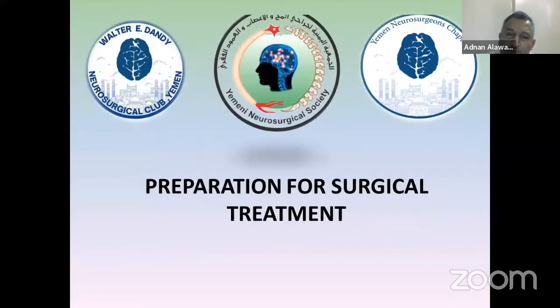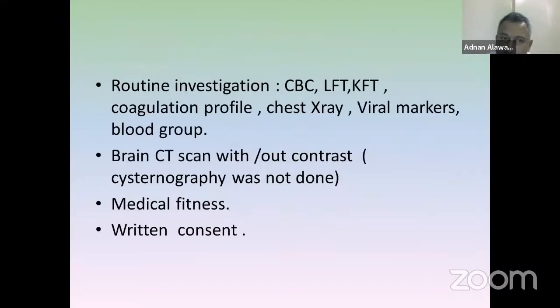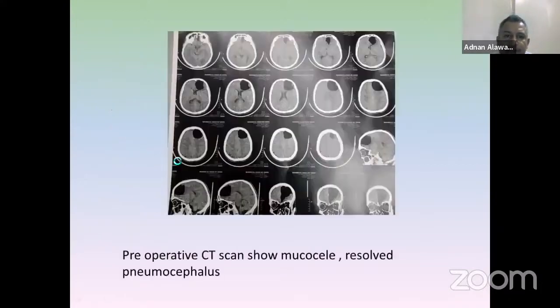Patient was admitted to ICU, and routine investigation was done, treated as a case of meningitis, and prepared for frontal skull base repair. And all the routine investigation was done. A brain CT scan without contrast, cisternography was not done. Medical fitness and the written consent was taken. This is the preoperative CT scan after treatment for pneumocephalus and meningitis. It shows a big mucocele, but still the patient is complaining of a CSF leak.